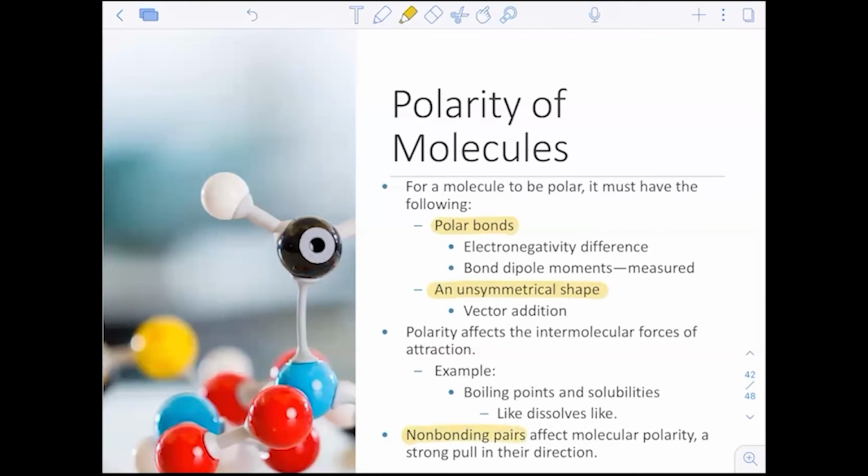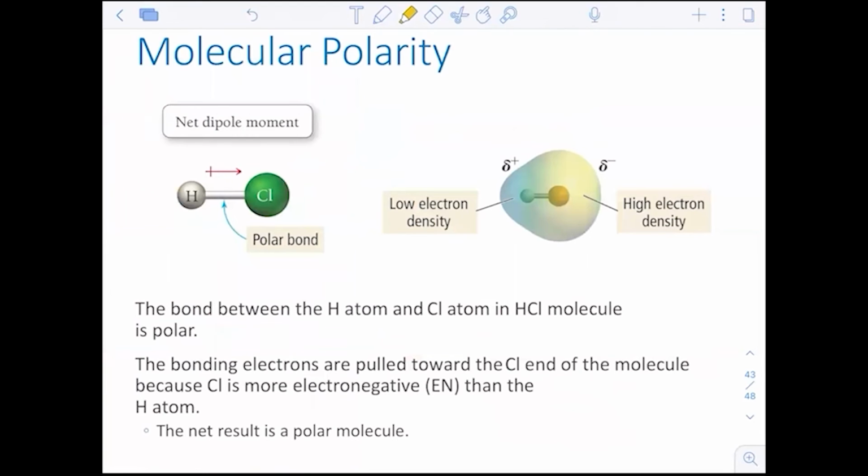Non-bonding pairs, lone pairs, do not affect molecular polarity in terms of they are not polar themselves. However, they create that unsymmetrical shape. So if you have lone pairs and you have a polar bond somewhere in that molecule, you must have a polar molecule. A typical example is HCl. These binary molecules between just two atoms are a good representation of asymmetry. Hydrogen and chlorine. Chlorine is the delta minus, hydrogen is the delta plus. We have a polar molecule.